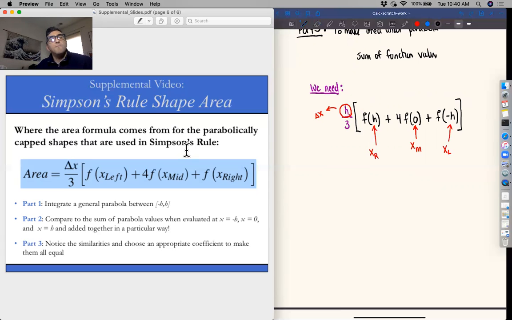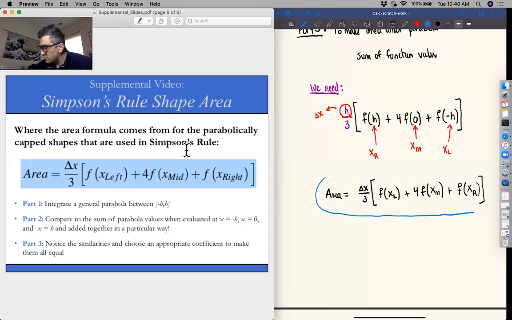So in other words, by using these 3 points, the left, middle, and the right, we were able to come up with an area for one of those parabolically capped regions. So the area formula we have is really delta x over 3 times the sum, and I'm going to swap the order here, the function value at the left side of this, plus 4 times the function value in the middle, plus the function value on the rightmost side. And that is where the area formula comes from for each of those parabolically capped regions that we use with Simpson's rule.